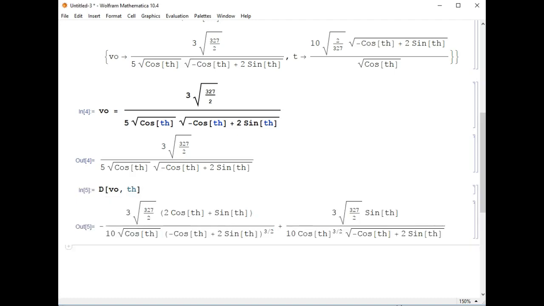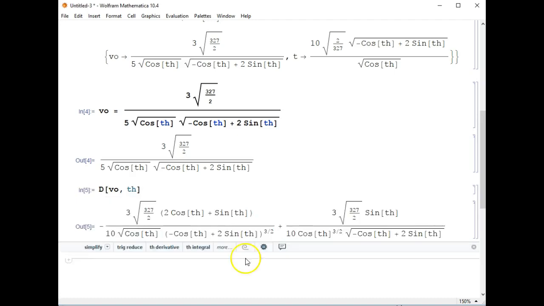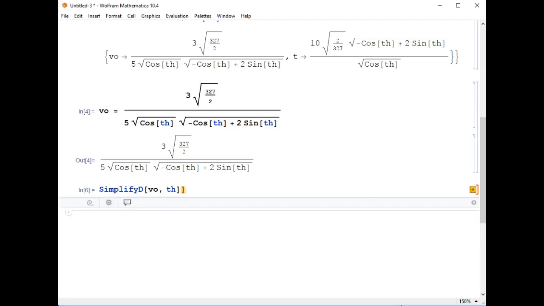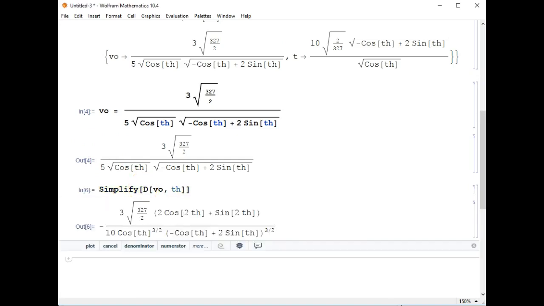So let's just print it out and see what it looks like. Oh, that one's not too pretty looking. But let's see if I can simplify it. Simplify. And boom. Whoops, I forgot an extra simplify. Yep, I need a bracket there. All right. So that one's not too bad now, right? So it simplifies down a little bit.